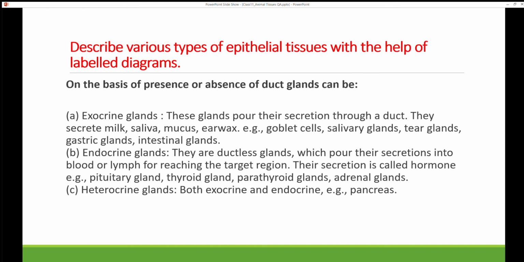The exocrine glands secrete milk, saliva, and mucus; examples are goblet cells and salivary glands. Another kind is heterocrine glands, which are both exocrine and endocrine, like the pancreas. Pancreas is both endocrine and exocrine, so it is called a heterocrine gland.